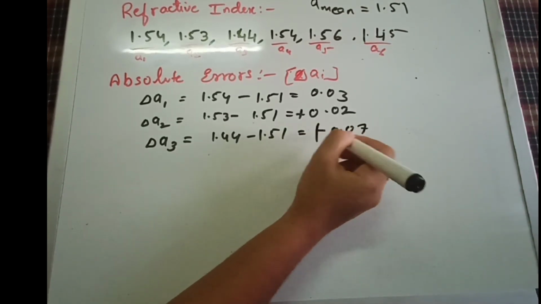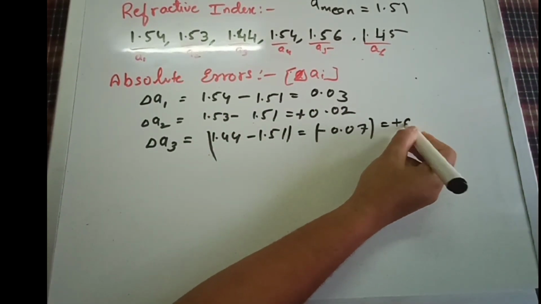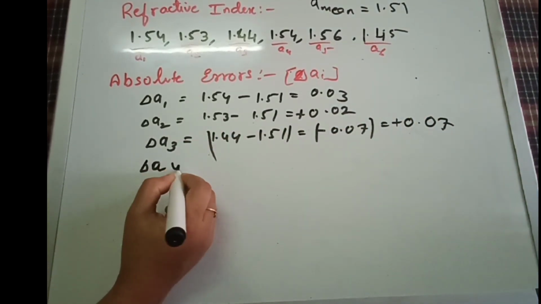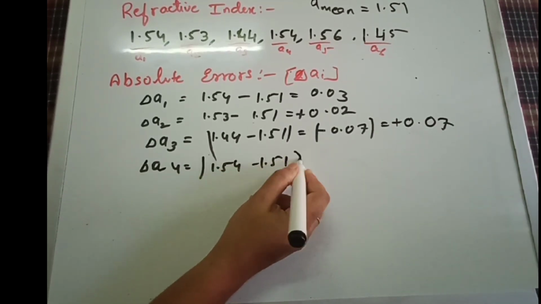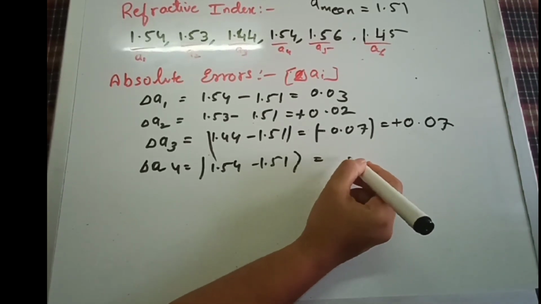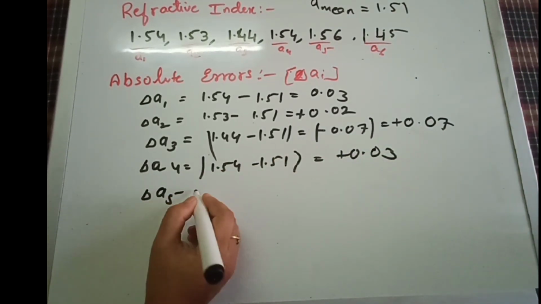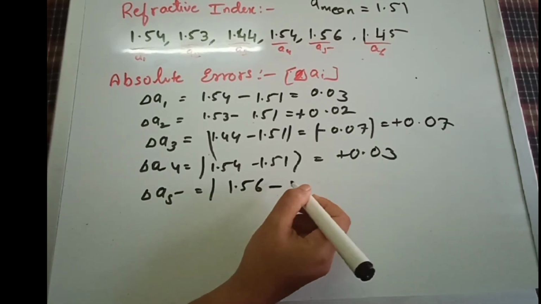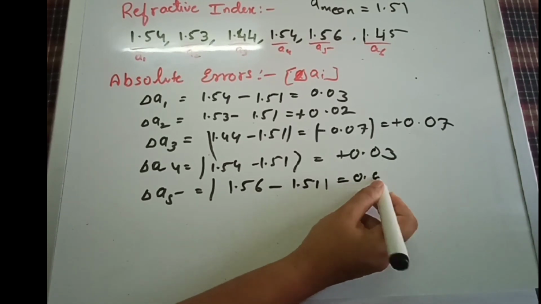Now look at this one, we have got minus 0.07. So we can't have a negative value, we will write it as plus 0.07 because we are concerned only with the magnitude. Same we'll do for delta A4. A4 is 1.54, so 1.54 minus 1.51 is again 0.03, plus 0.03. Delta A5, 1.56 minus 1.51. So I want you all to solve along with me, okay?